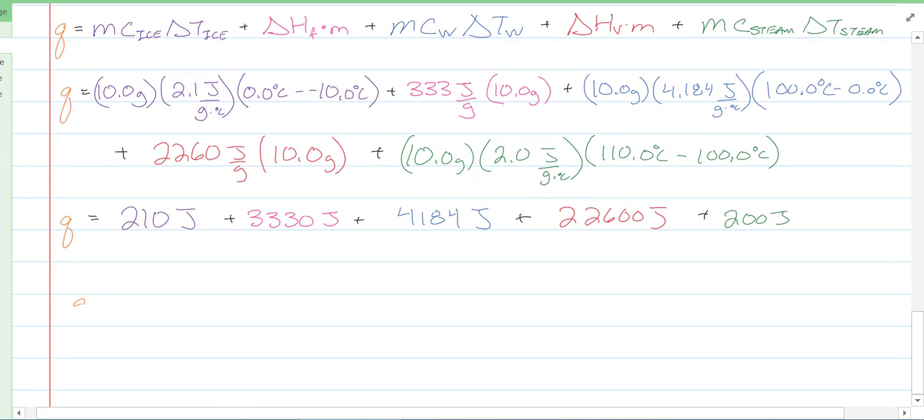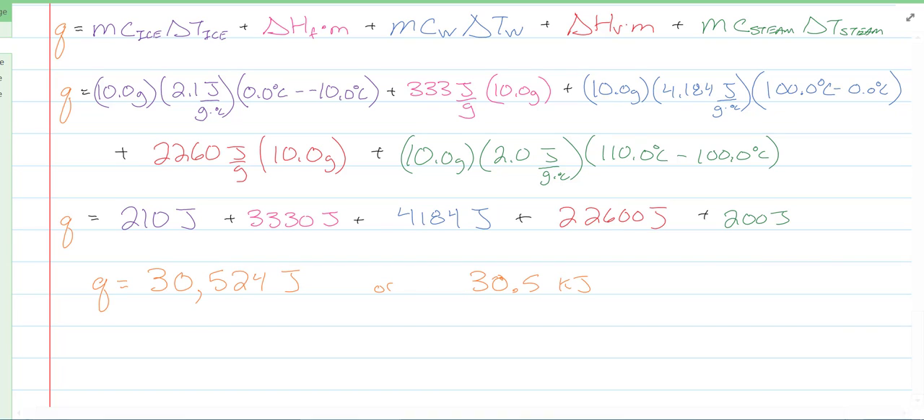Overall, Q is 30,524 joules, or to 3 sig figs, 30.5 kilojoules. And that's the heating curve of water. So that's each step. It's all cumulative.